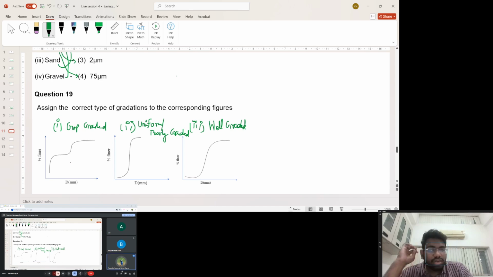Now, if you see this curve carefully, there is a dip and all the percentage finer values are flatter, and here there is a dip. This corresponds to a particular portion where there is a sudden decrease in the amount of particles passing, right? So this step corresponds. Yeah, what are you saying? Please tell me.